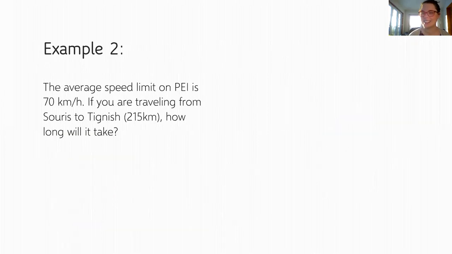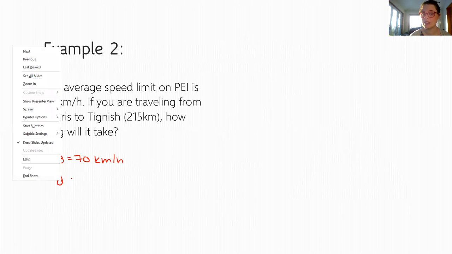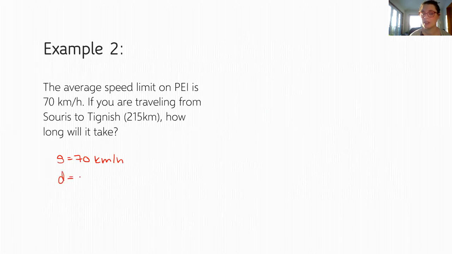The next one we're going to look at. The average speed limit on PEI is 70 kilometers per hour. I think that's actually a pretty accurate number. If you're traveling from Surrey to Tignish, so that's 215 kilometers, how long will it take? So we want to find how long. We know we have a speed of 70. We have a distance equal to 215. And I want to know what is the time.